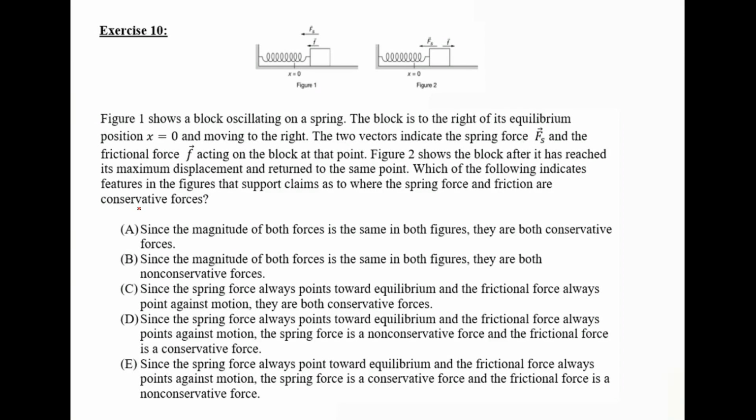Which of the following indicates features in the figures that support claims as to whether the spring force and friction are conservative forces? So remember that a conservative force, independent of the direction of motion, would always point toward the least potential. And if we're talking about a spring oscillator system, the force would always point toward the equilibrium position. However, non-conservative forces like friction would have a direction that depends on the state of motion. So if you're moving to the right, friction will be to the left. If you're moving to the left, friction would be to the right.